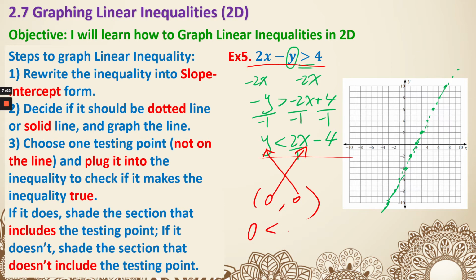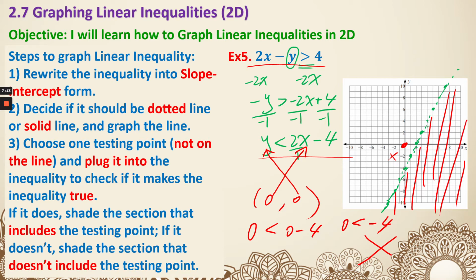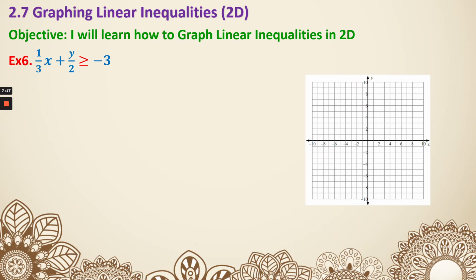That's our y, that's our x. So 0 is less than 0 minus 4. 0 is less than negative 4. Well, that does not work. Since 0, 0 is right here, that means we're not going to shade this section. We are going to shade the other section that does not include the point 0, 0. That's number 5.